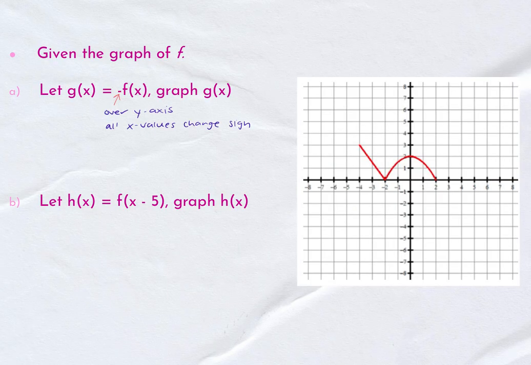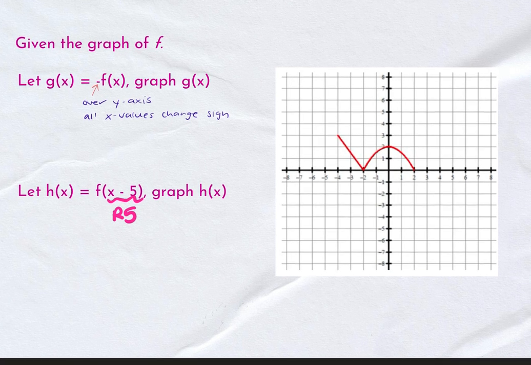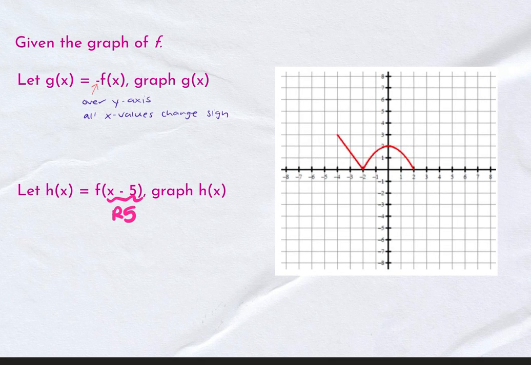Okay, now B says let h of x equal f of x minus 5, graph h of x. So f of x minus 5 inside the parentheses causes what kind of translation? To the right 5. So we're affecting, again, right, left would be your x values, right? So every single x value is shifting to the right 5.